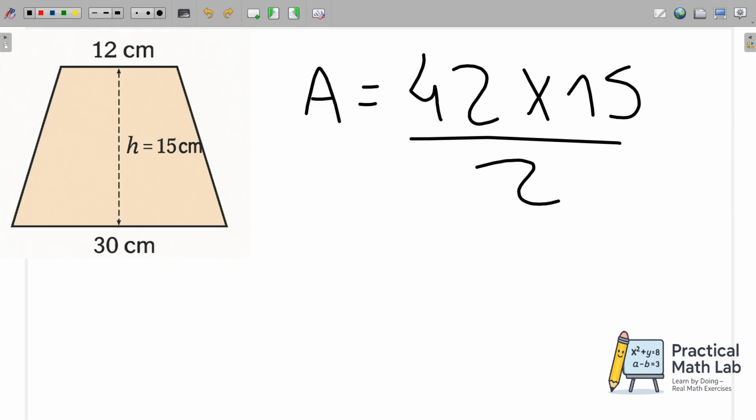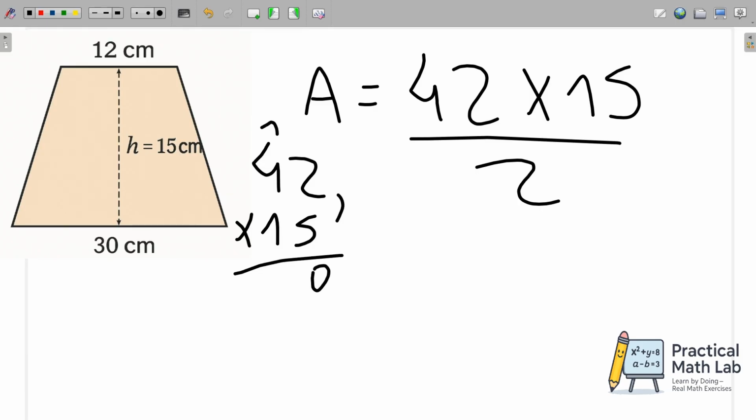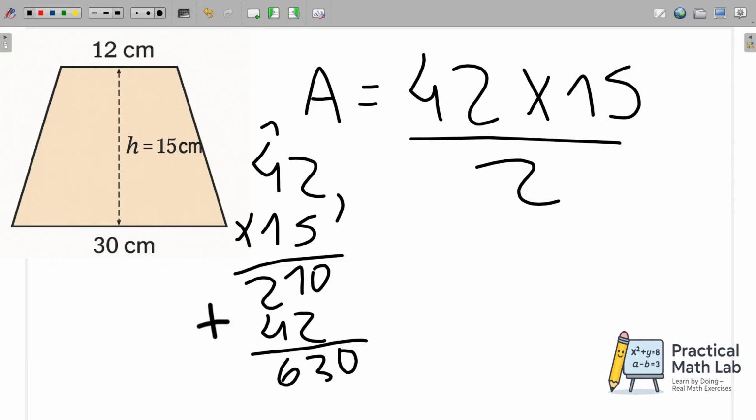Let's do the math here. 42 times 15. 5 times 2 is 10. Carry the 1. 5 times 4 is 20. Plus 1 is 21. Now just repeat the numbers. We have 2 and 4. 0, 1 plus 2 is 3. 2 plus 4 is 6. So 42 times 15 equals 630.